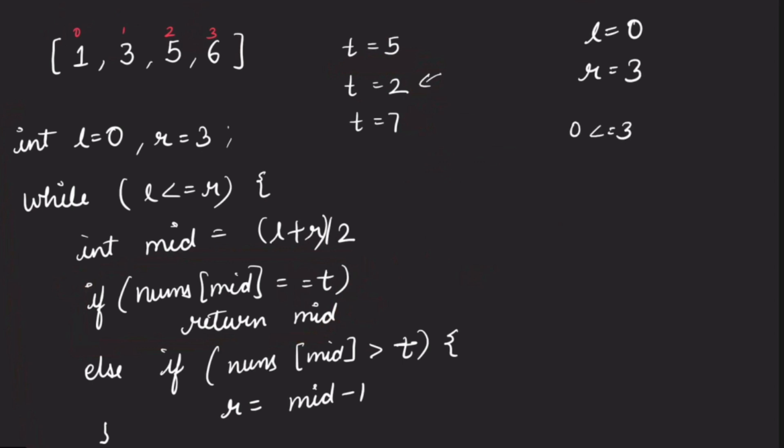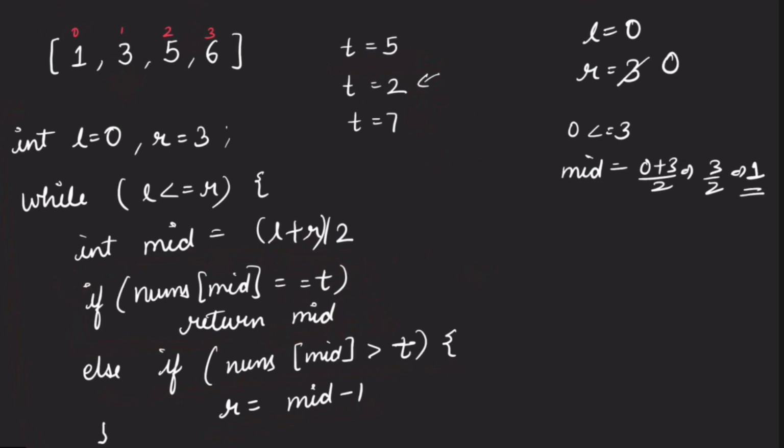Yes, it is. So it will come inside. What will be the value of mid? It will be (0 + 3) / 2, which is 3/2, which is equal to 1. So now what is the value at index 1? It is 3. Now is 3 equal to target 2? No. So it will come here. Is 3 greater than 2? Yes, it is. So we'll do R = mid - 1. So now your R will become mid - 1, which is 0, right?